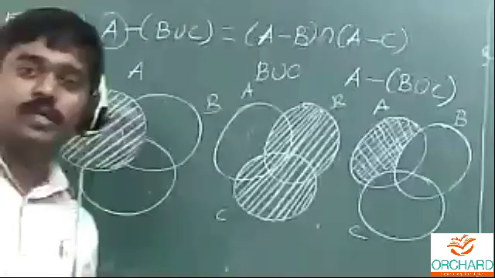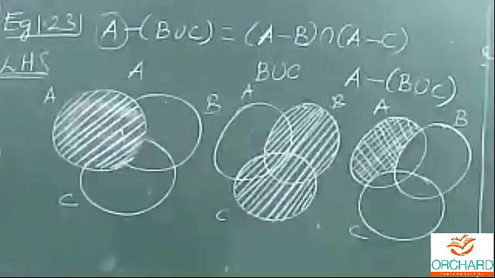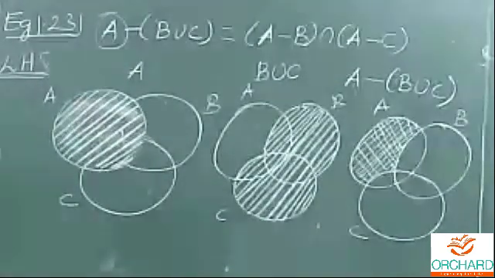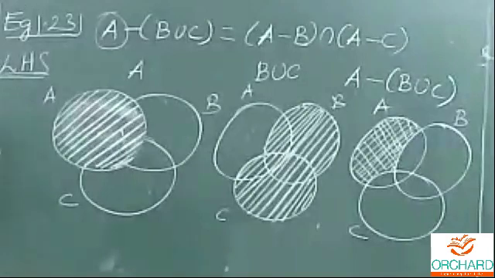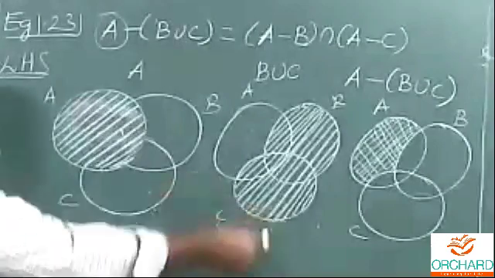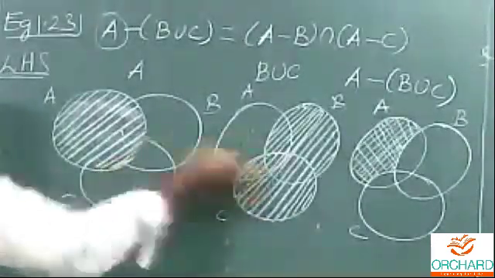For the left hand side, three diagrams, and for the right hand side also three diagrams. But your textbook will draw only two diagrams for the left hand side, but you draw three diagrams. The first set also is important. Then only can you easily connect A difference B union C to removing B union C from A.